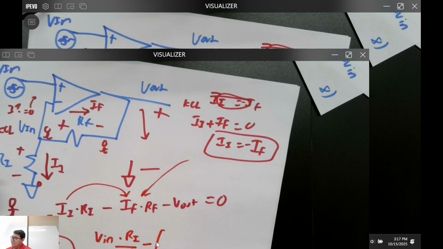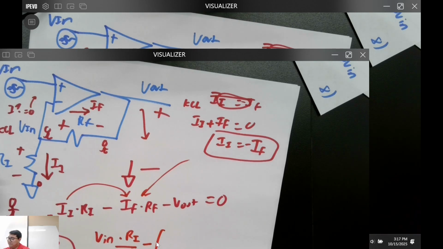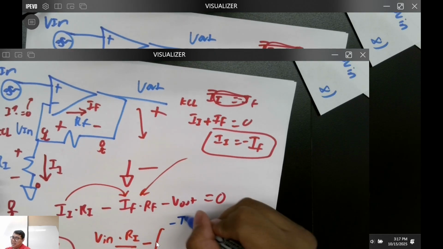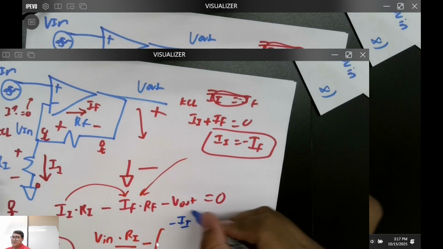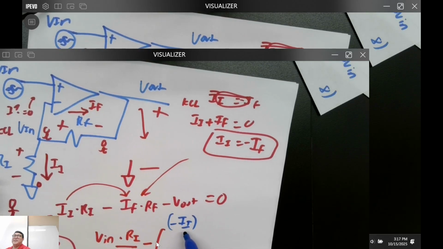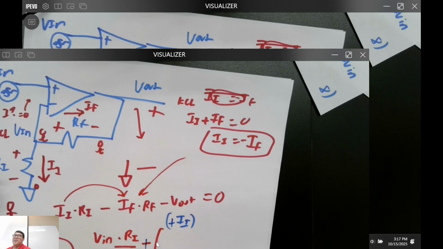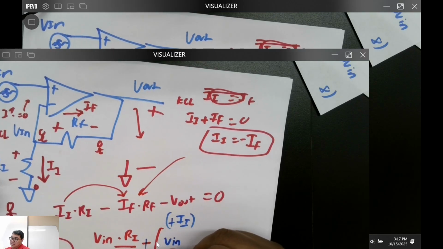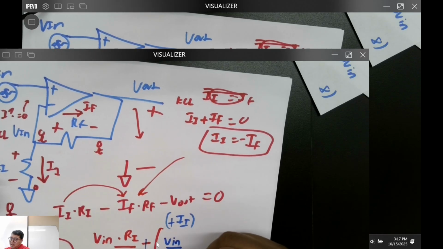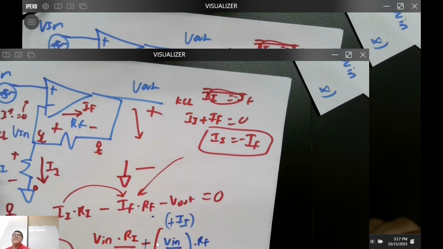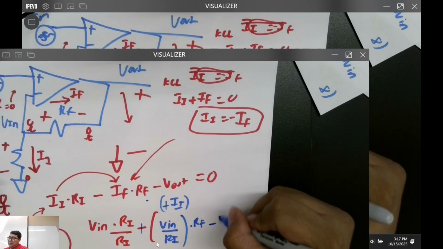Let's see, first off, before I do the minus, we know that IF is going to turn into minus Ii, correct? Is that good with everybody? So can everybody say that this Ii right here, this negative right here, and this negative cancel out to give you the positive? But then what's Ii? Also Vin divided by Ri. Is that good? Times Rf, right? From here. Is that good with everybody? Minus Vout.